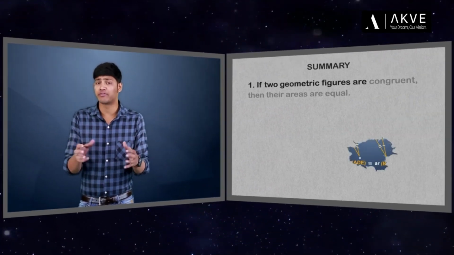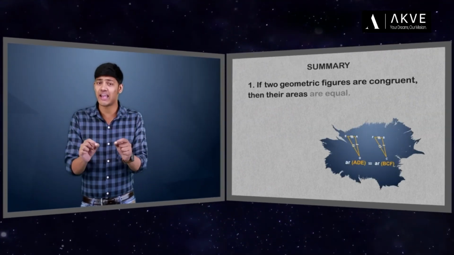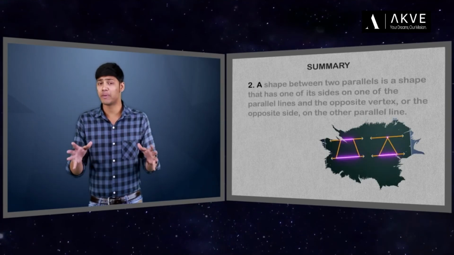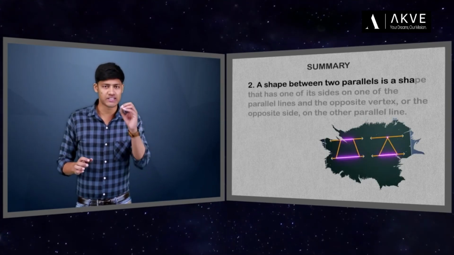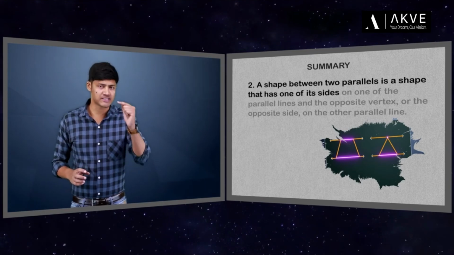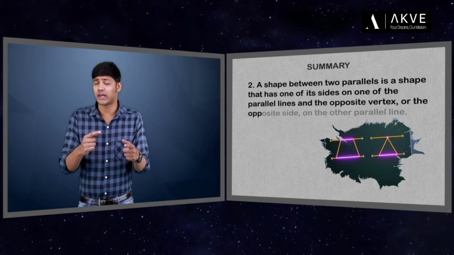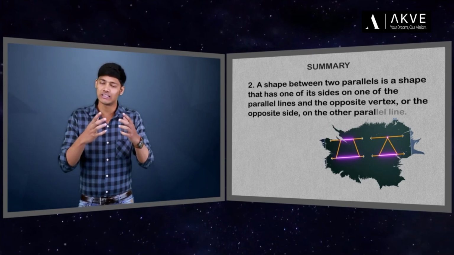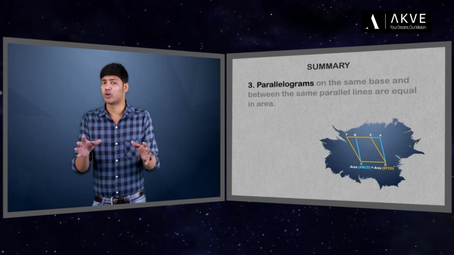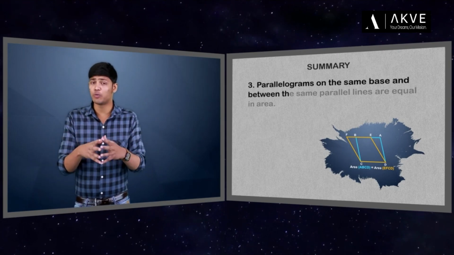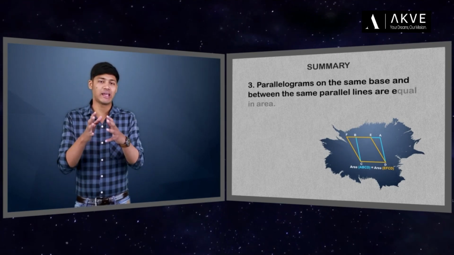If two geometric figures are congruent, then their areas are equal. A shape between two parallels is a shape that has one of its sides on one of the parallel lines and the opposite vertex or the opposite side on the other parallel line. Parallelograms on the same base and between the same parallel lines are equal in area.